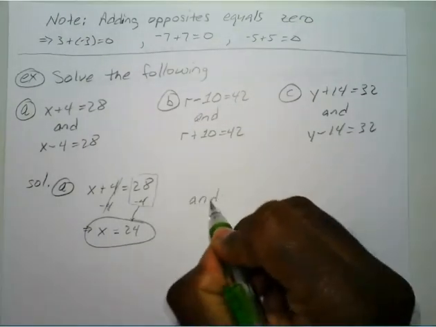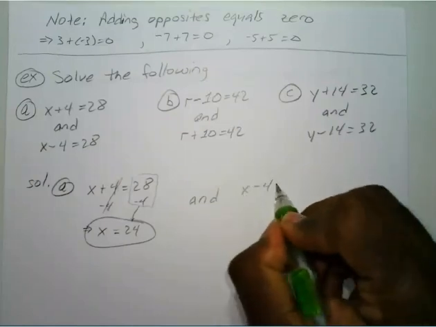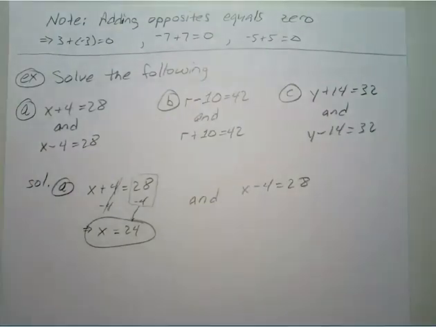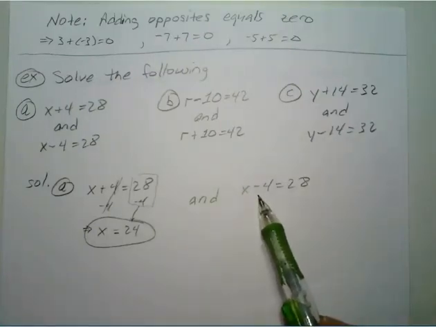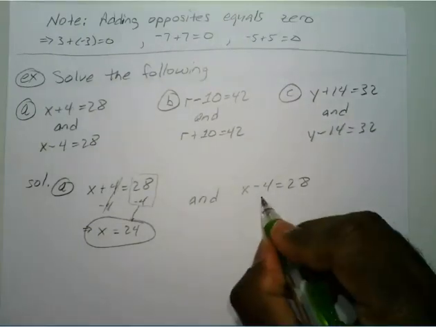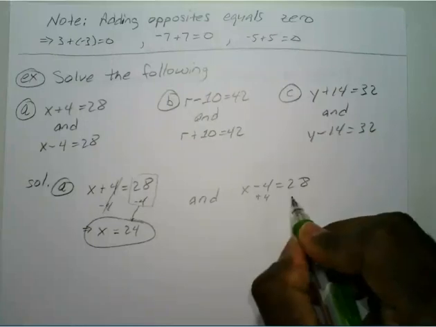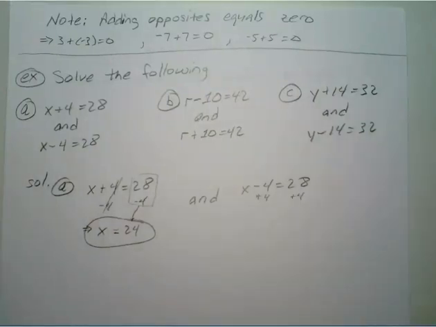What about x minus 4 equals 28? Same thing. If you have a subtraction problem, you're going to use the opposite operation. The opposite operation of subtraction is addition. So that means you're going to add 4 to both sides of the equal sign.